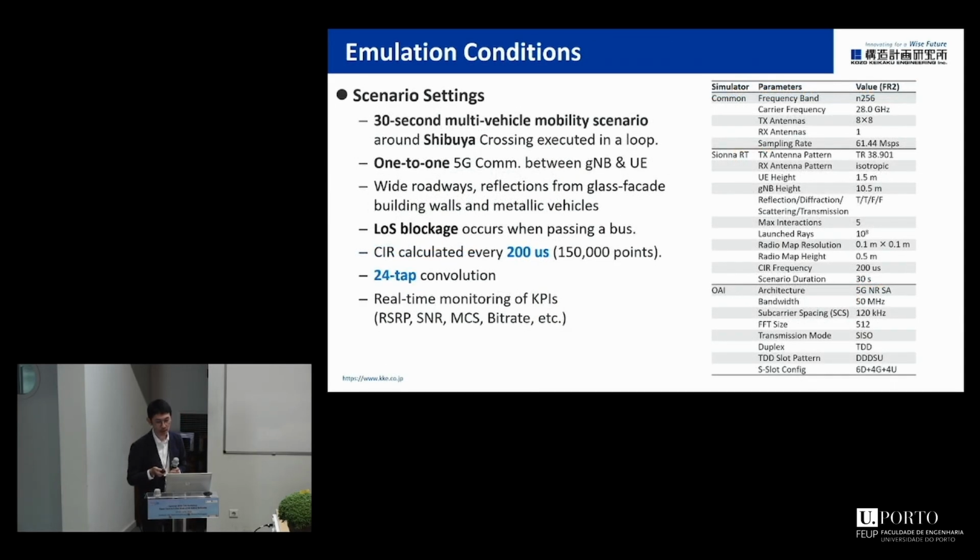So here is the Shibuya mobility scenario used in our evaluation. We emulate 1-to-1 5G communication in a dense urban scene with moving vehicles. The scenario includes a bus blockage event where the target UE temporarily loses line of sight. We update the CIR every 200 microseconds and apply it using 24-tap convolution.